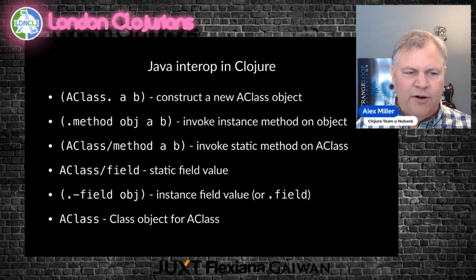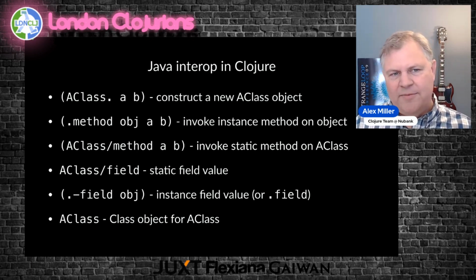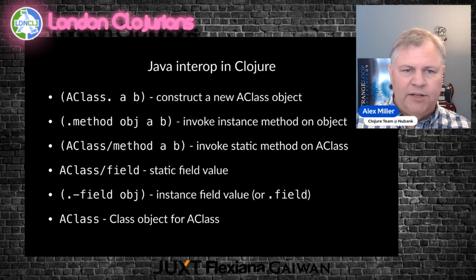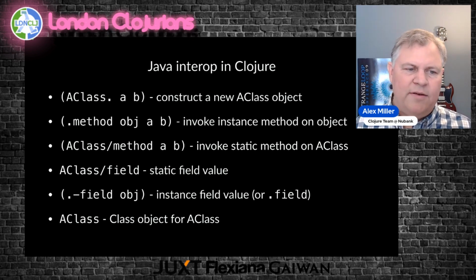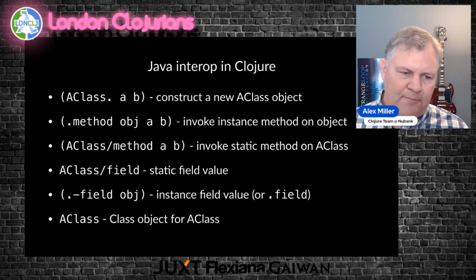Java interop in Clojure, there are several ways to do things, but these are the common ways. So the main things that you're going to do with Java interop are construct a new object. But to do that, you say the name of a class with a dot at the end. You can invoke an instance method on an object by saying dot some method on some object with some args. You can invoke a static method by saying class/method. You can access a static field by just saying class/field. So you don't put that in parentheses, you just reference it.